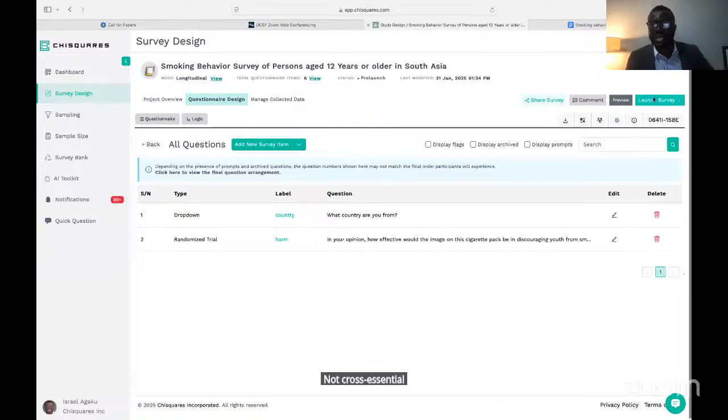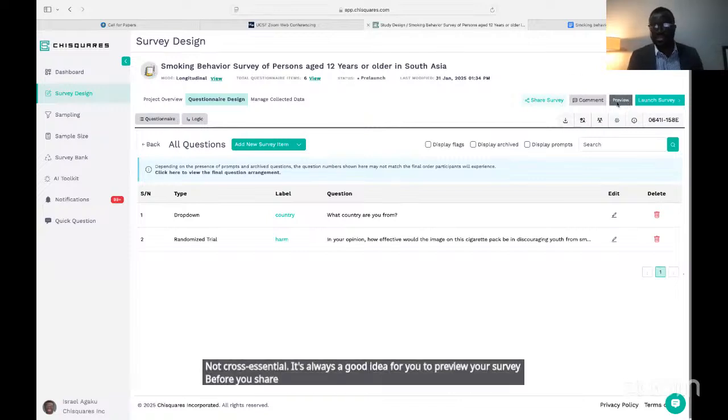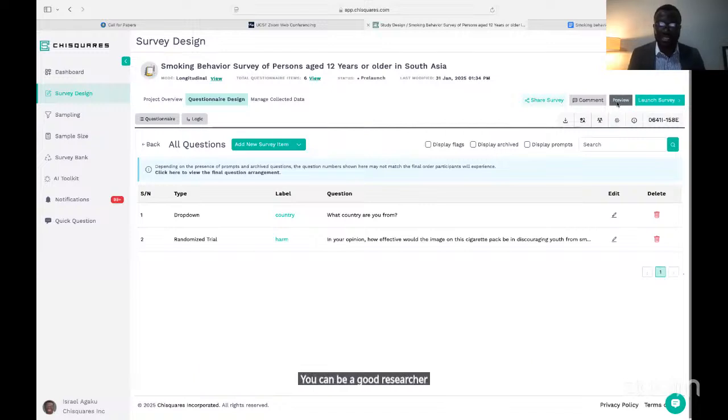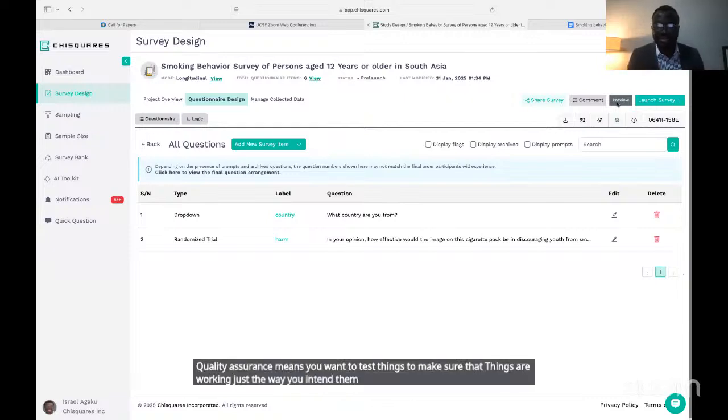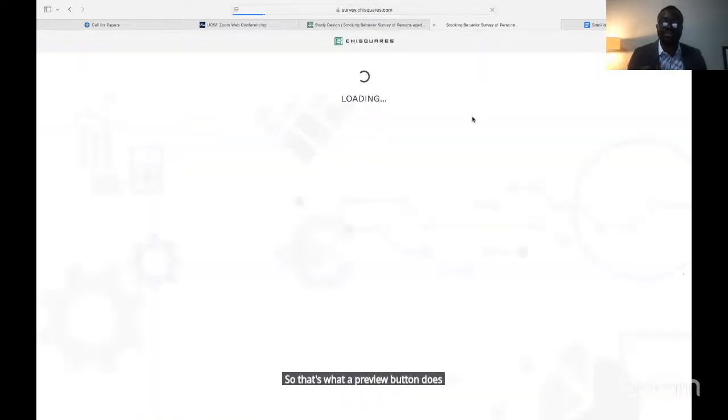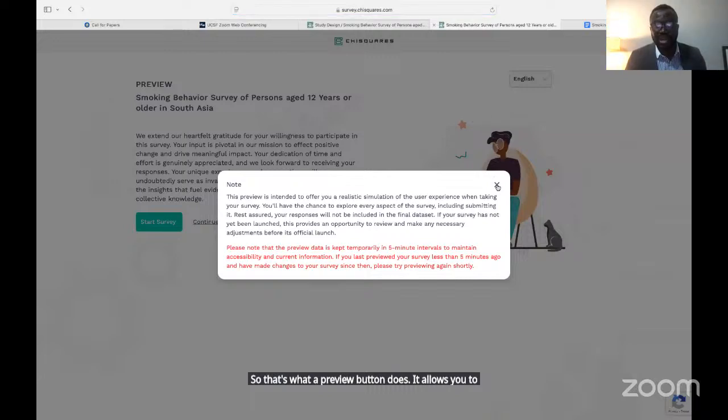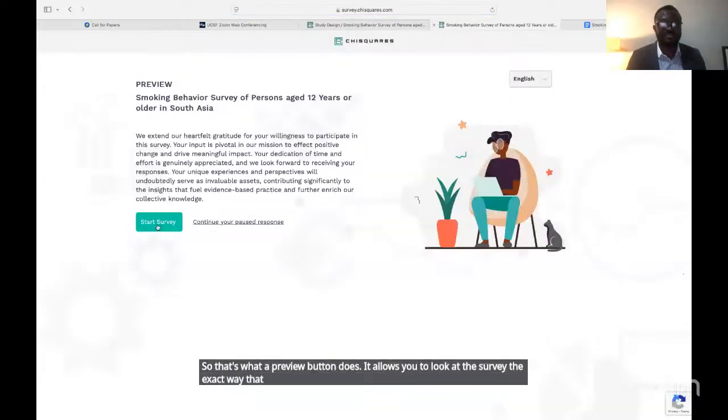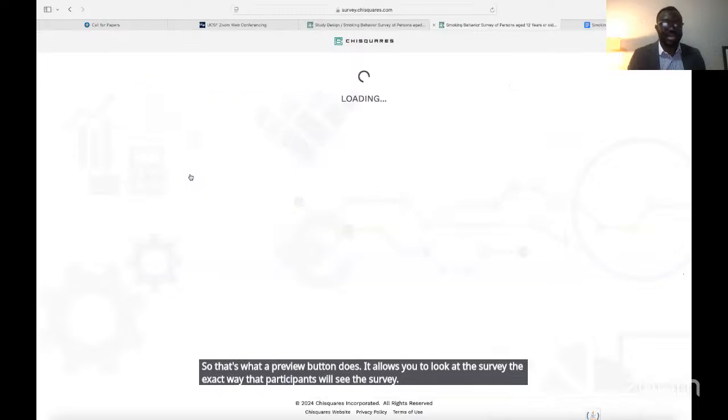It's always a good idea for you to preview your survey before you share it. The preview allows you to test. You can be a good researcher if you're big on quality assurance. Quality assurance means you want to test things to make sure that things are working just the way you intend them to work, that you did not make a mistake or anything. So that's what the preview button does. It allows you to look at the survey the exact way that participants will see the survey. So you can then play with it.